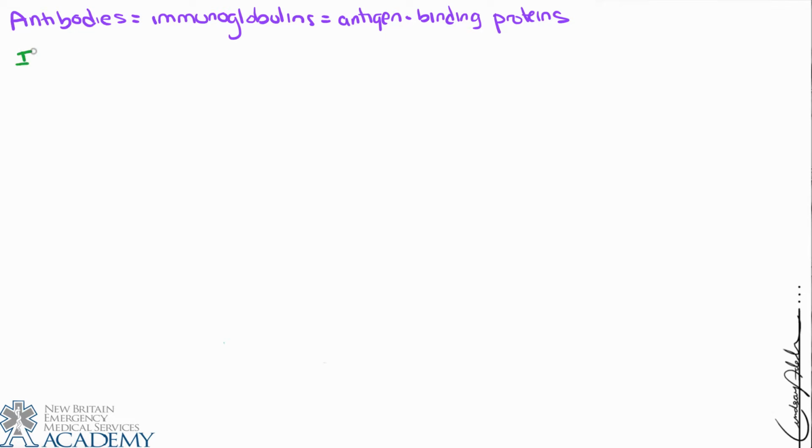Hi everyone, in this video we're going to talk a little bit about antibodies. Antibodies are also called immunoglobulins, and think of these as the proteins that we talked about that could be free-floating in the blood along with other proteins such as hormones and albumin. They're also antigen-binding proteins.